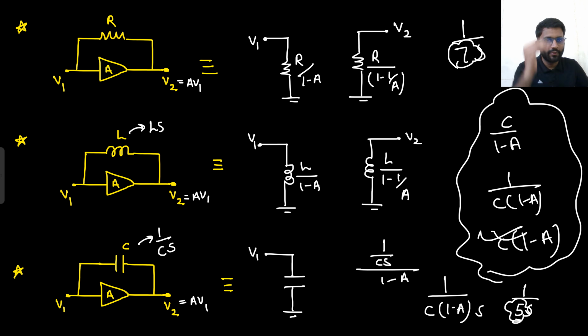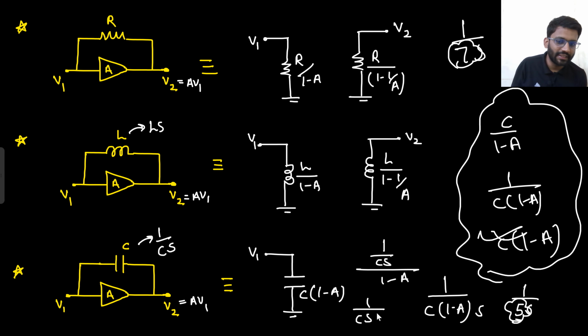For the inductor, L upon 1 minus A, and L upon 1 minus 1 by A. For resistance, R upon 1 minus A, and R upon 1 minus 1 by A. For the capacitance, C into 1 minus A. This is the capacitance. What will be the impedance provided?